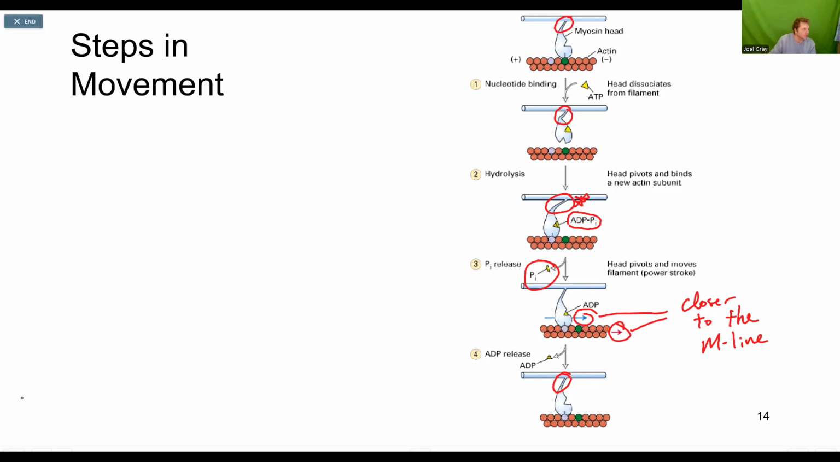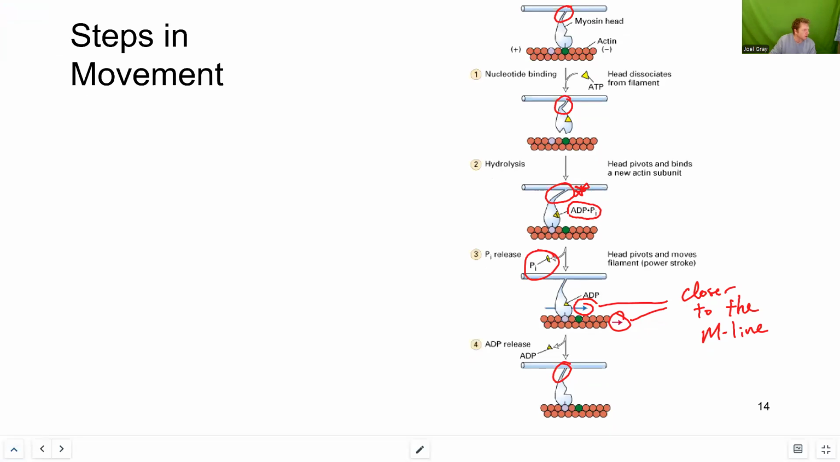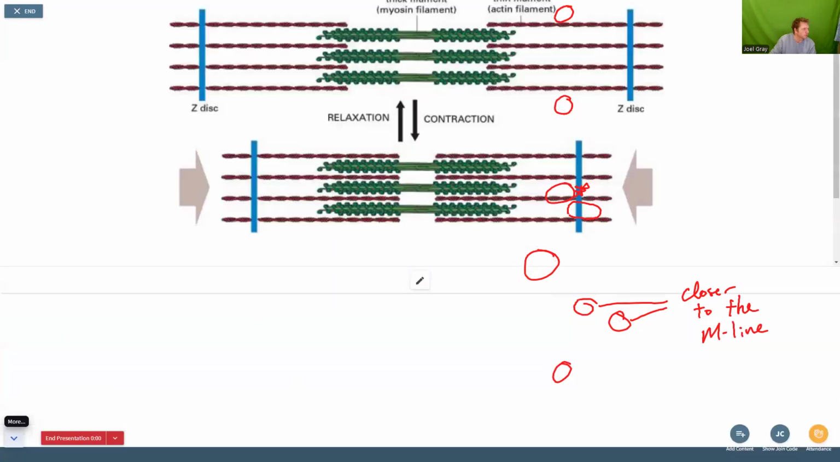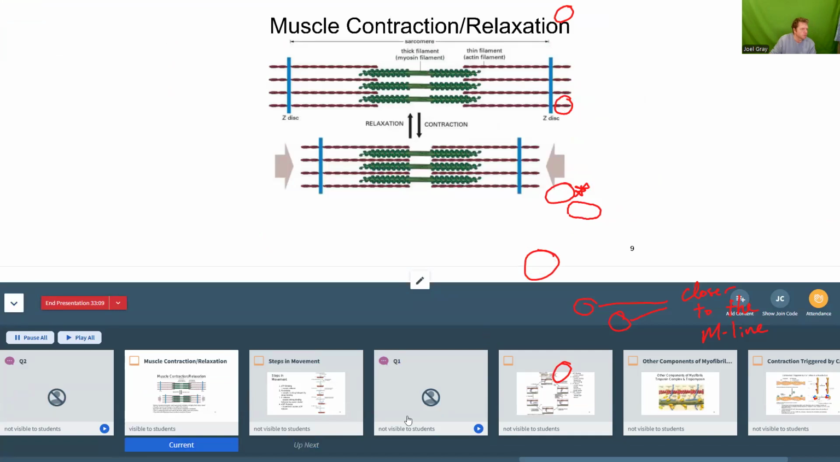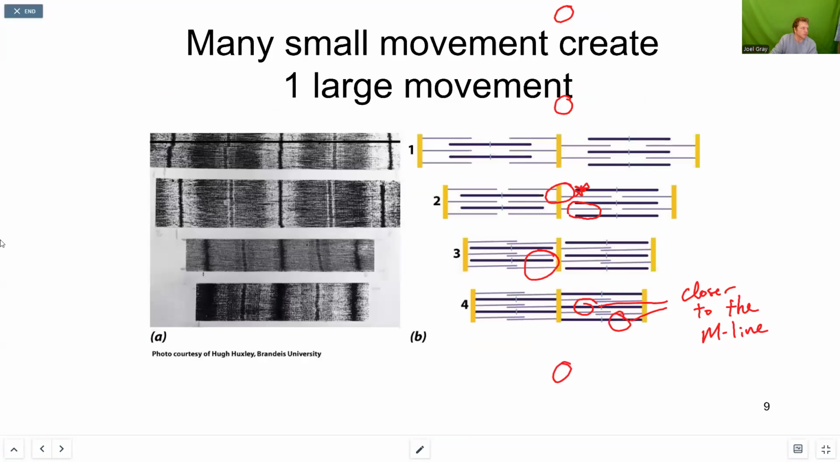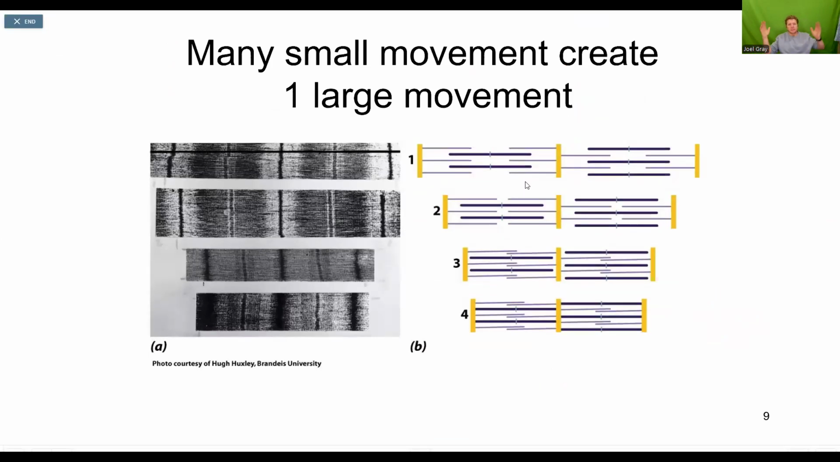Now, what that looks like on a larger scale is, oh, not that one. On a larger scale, it looks like this. Our Z disks have gotten closer together. What this is showing is two adjacent sarcomeres, each with their own M line, each with a pair of Z disks. One Z disk is shared between these two sarcomeres.